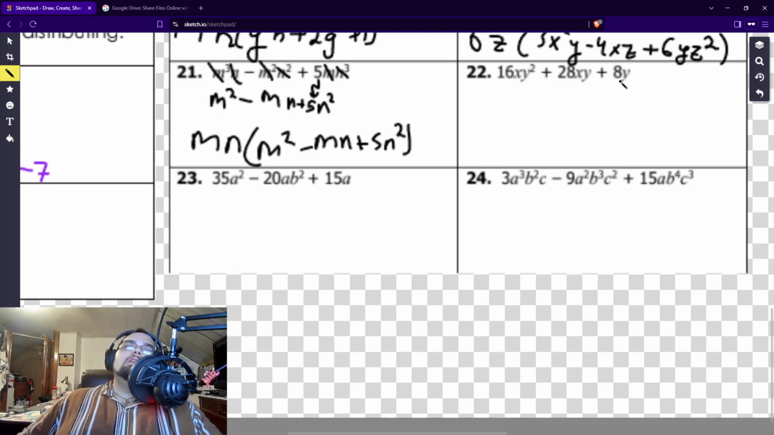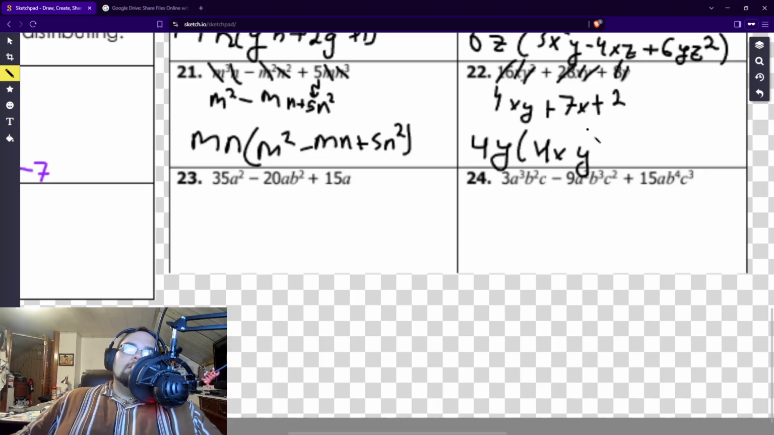16, 28, 8. I could check it with the 4. We're looking at 4, we're looking at 7, and we're looking at 2. X, there's no X here, so I'm just going to bring these guys down. Y squared, Y, and Y. I can pluck out a Y from each, but I've got to remember to put my Y back here. Plus, plus, so 4xy plus 7x plus 2z.